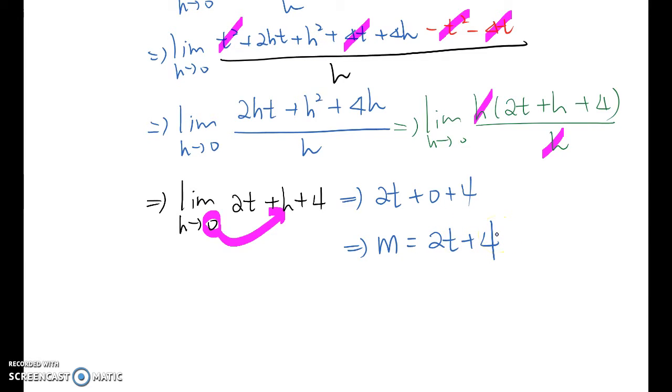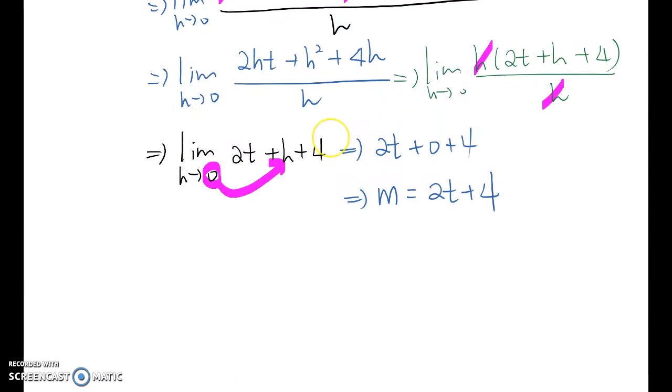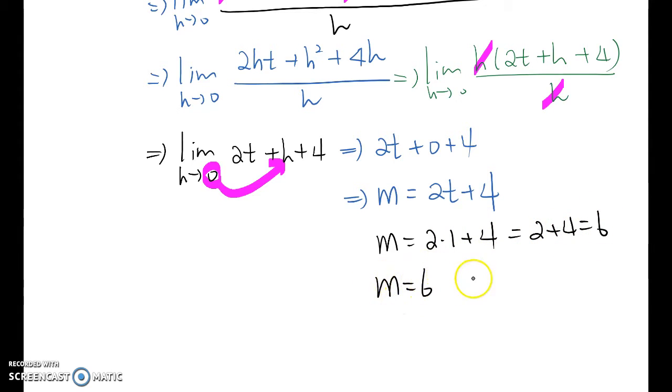Okay, now the given point is (1, 5), so plug 1 into t, then m equal to 2 times 1 plus 4, that equals 2 plus 4 equals 6. So m equal to 6 at the point (1, 5). Good.